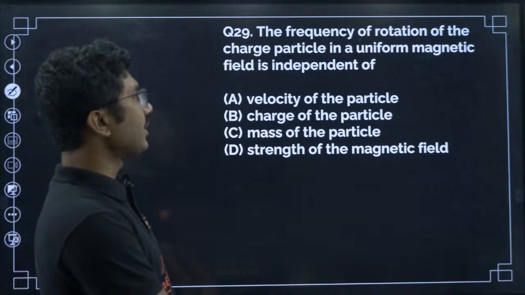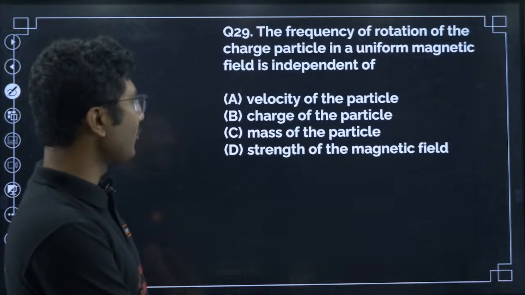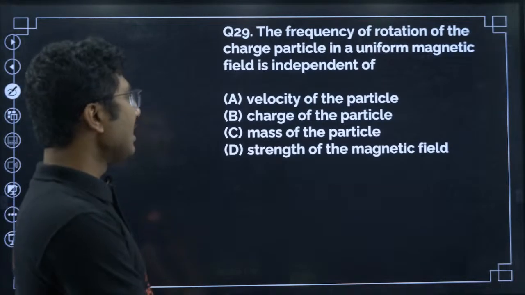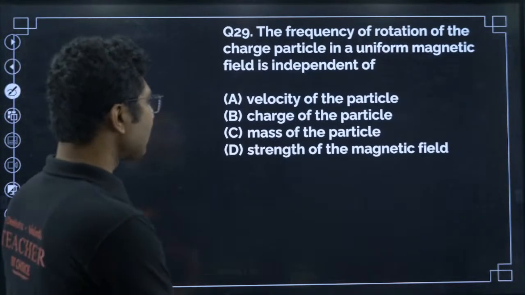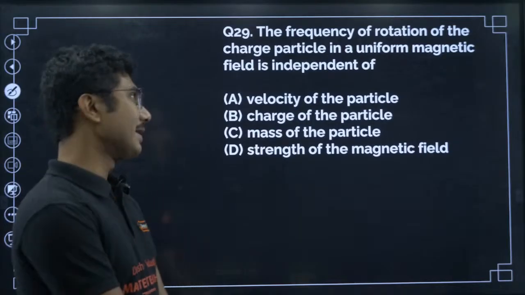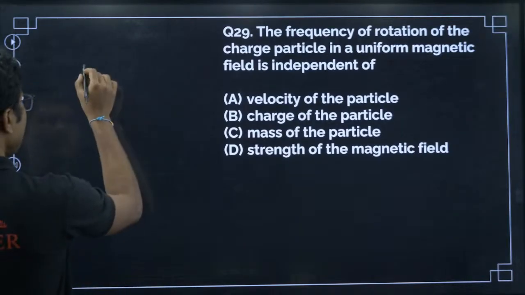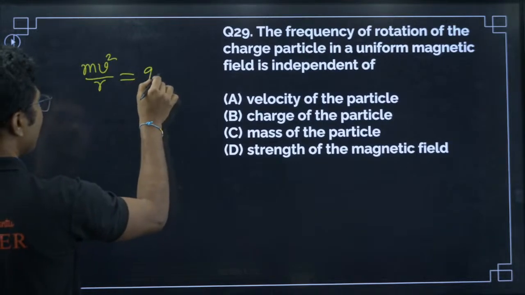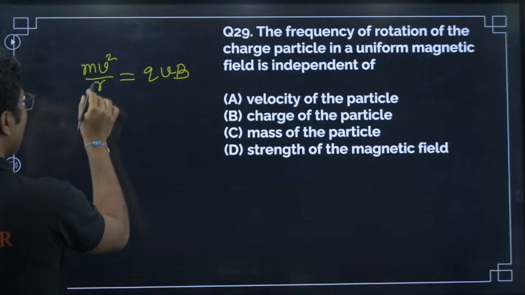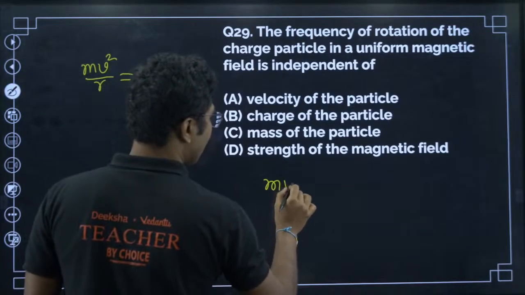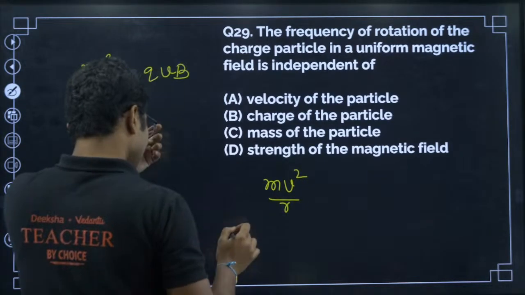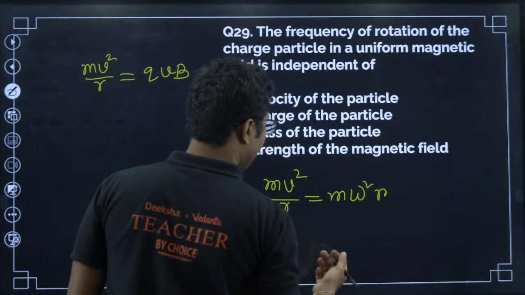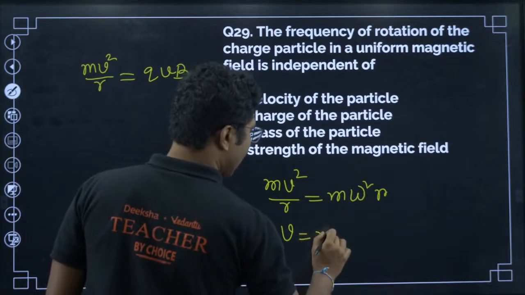The frequency of rotation of a charged particle in a uniform magnetic field is independent of the velocity of the particle, charge of the particle, mass of the particle, strength of the magnetic field. So let's see. m v square by r equals q v B. This is the formula, right. Now m v square by r is the centripetal force, it can also be written as m omega square r, right, because v is equal to r omega.